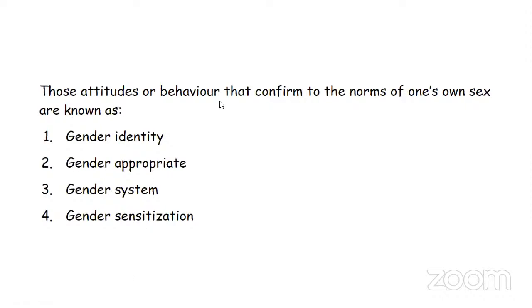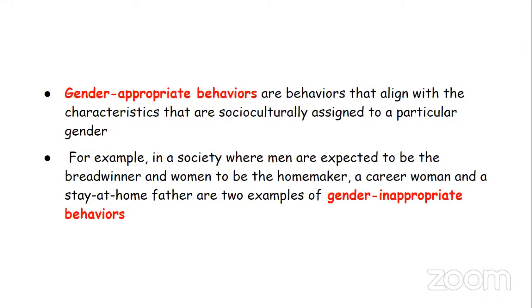Those attitudes or behavior that conform to the norms of one's own sex are known as. So attitudes or behaviors which conform to the norms of one's own sex, it is known as, is it gender identity, gender appropriate, gender system, or gender sensitization? So the right answer is gender appropriate. Gender appropriate behaviors are behaviors that align with the characteristics that are socio-culturally assigned to a particular gender.